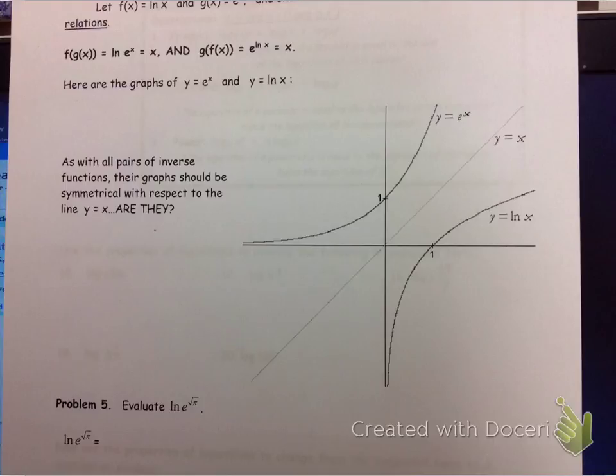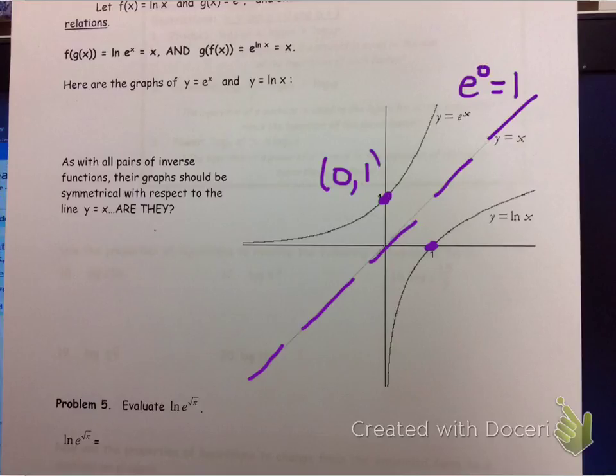Remember that if two functions are inverses of each other, they are reflections of each other over the line y equals x. What that does is it takes the points on the graph and switches the x and y. So here's e to the x. If you plug a 0 into that equation, e to the 0, the answer you get is 1. So that's why the point (0, 1) is on that graph.